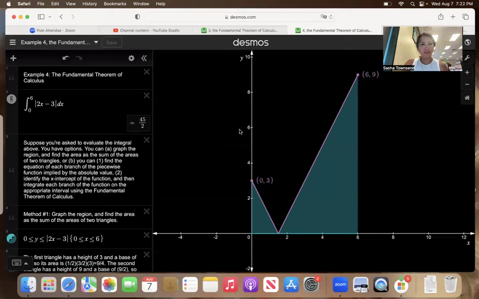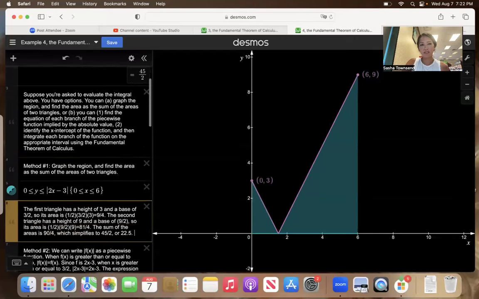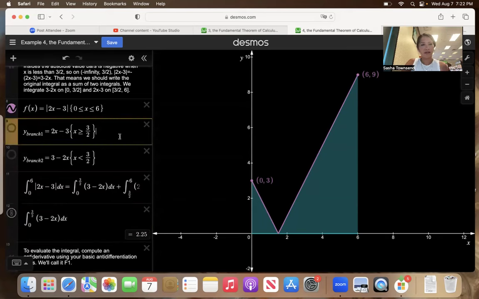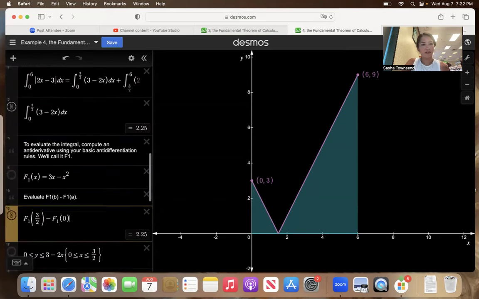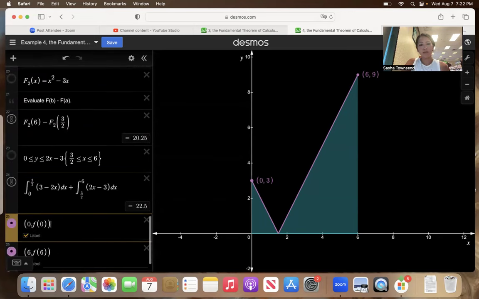So there's our region. We get 45 over 2 if we just use Desmos. It says 22.5, so we know we did our calculations correctly when we did them by hand. And this graph goes through everything that we just talked about: the 2.25, the 20.25, and then how, when we add those two together, we get the 22.5.